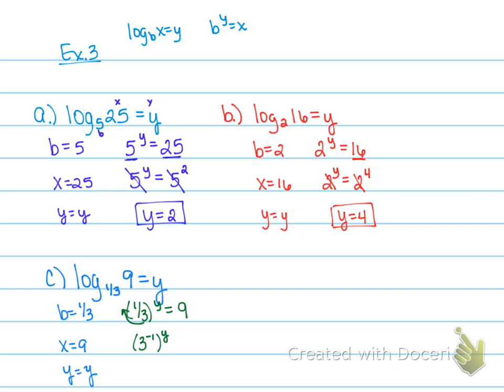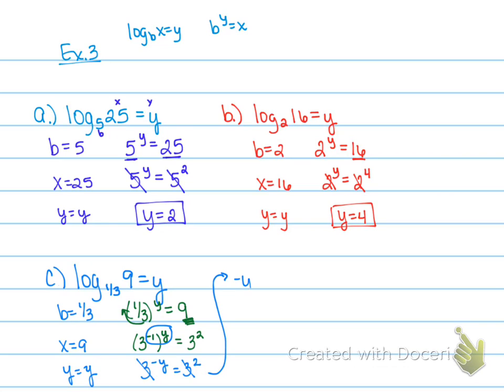I still have my to the y equals, but I know I want to get like bases, and I know I can take a 9 down to a base 3 because it's 3 squared. Well, then we have that power to a power that we talked about in 3.1. We're going to multiply the powers. So 3 to the negative y equals 3 squared. One-to-one property says my bases are equal, so I can get rid of them.